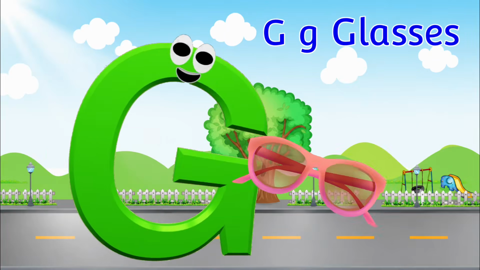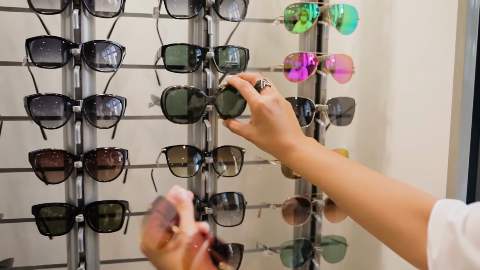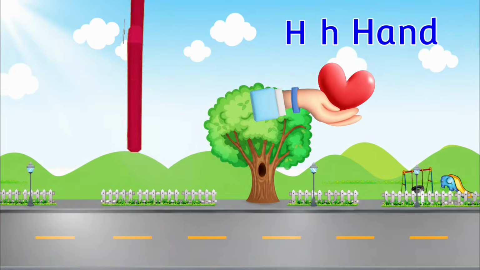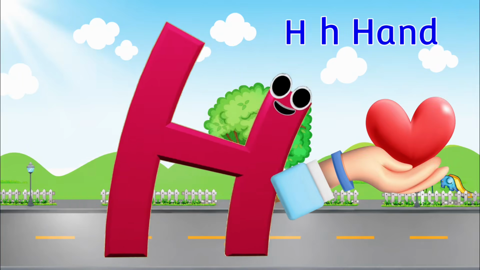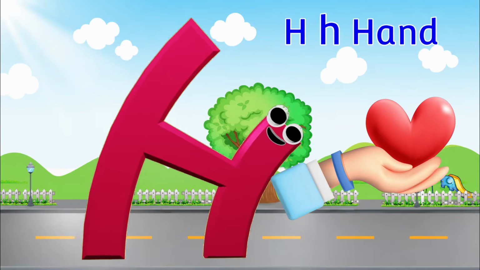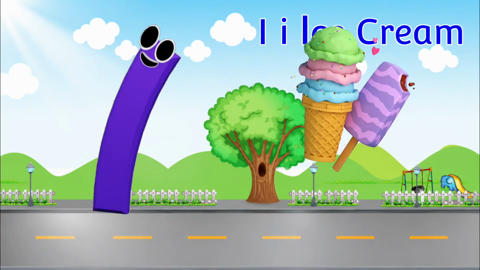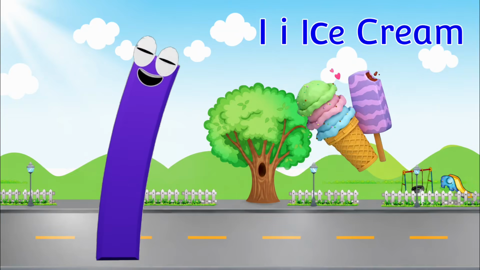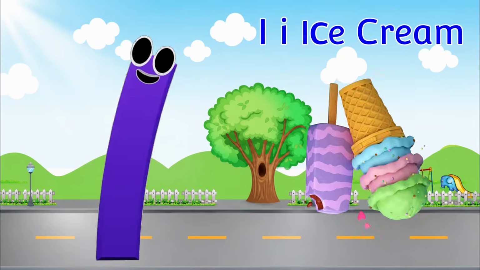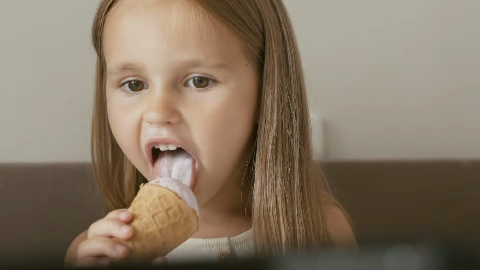Glasses. Glasses. Gray glasses. H is for hand. Hand. Hand. Clapping hand. I is for ice cream. Ice cream. Ice cream. Yummy ice cream.